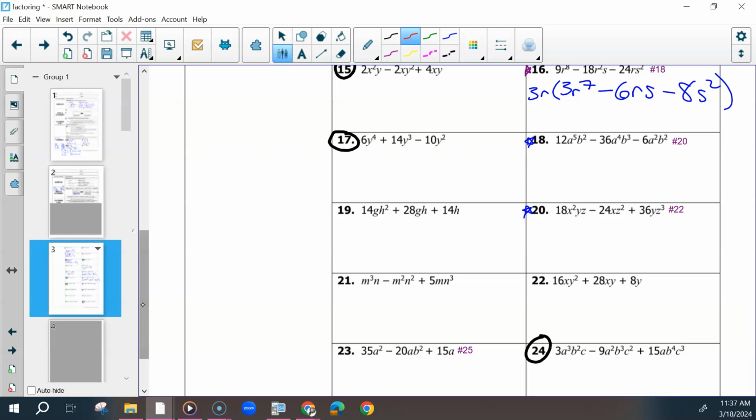All I know is that they can all be multiplied by a squared and b squared. 6a squared b squared. Yes, 6a squared b squared. We're going to divide each piece by 6a squared b squared. I'm going to rewrite this, actually.